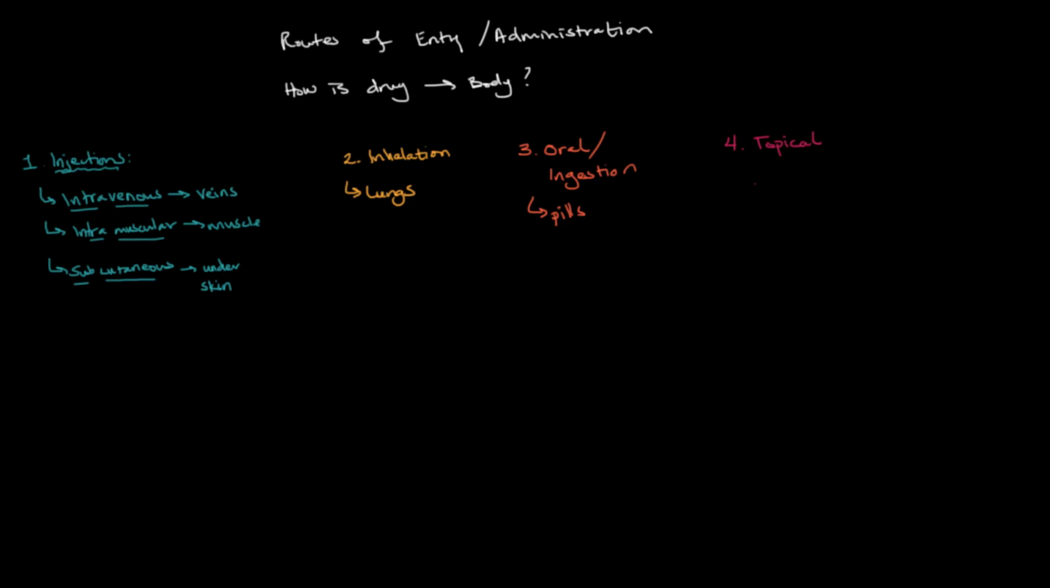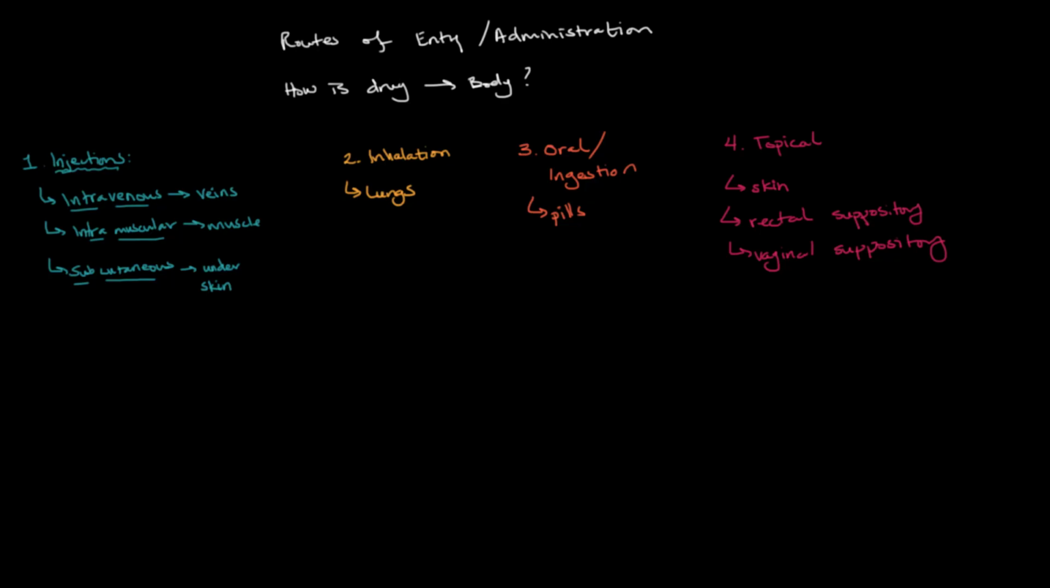And I've grouped these all together, but of course there are many different ways that you could have a topical drug. So you could put a skin patch on, so you can think of a nicotine patch, right onto the skin. Then you can also have a rectal suppository, or even a vaginal suppository. So these are the four general classes of drug administration or routes of entry.